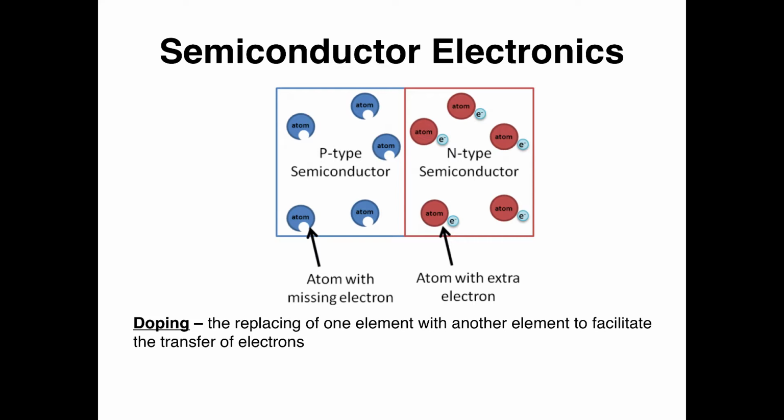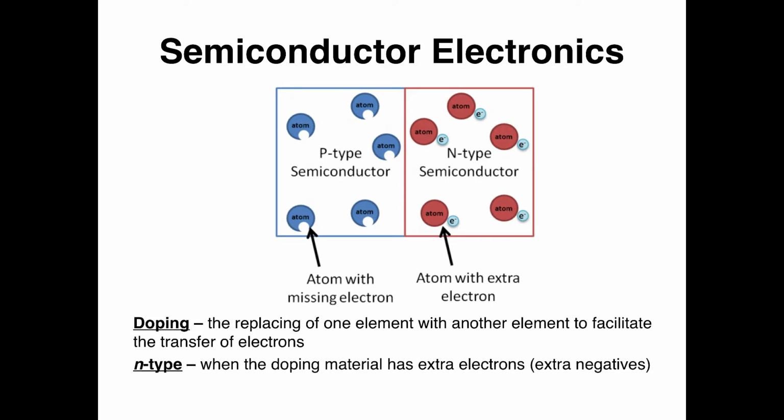So a semiconductor that's made of atoms that have a hole is called a p-type semiconductor, and a semiconductor that has an extra electron is called an n-type semiconductor. An n-type semiconductor is when the material is doped with extra electrons and extra negatives, which decreases the flow of electrons. A p-type semiconductor is when you dope with material that has holes that leaves it positive and will facilitate the flow of electrons.